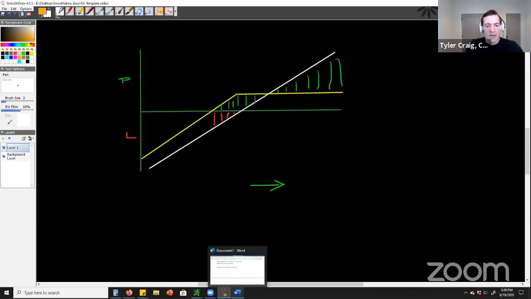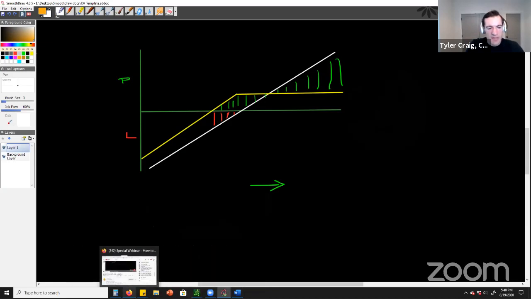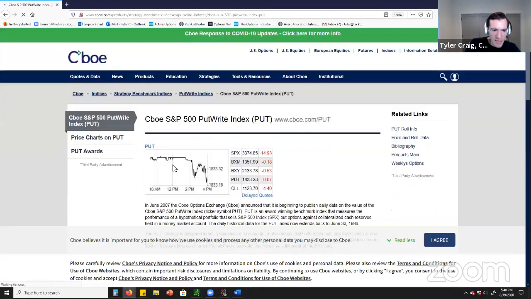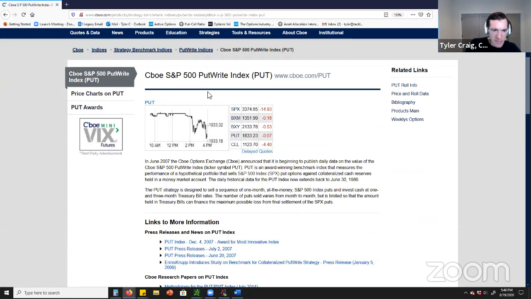Now, here's what I find interesting. If I'm trying to make the case that selling puts versus buying stock is interesting, the CBOE has done research on this. They asked, what if instead of buying the S&P 500, we sold naked puts every month? If you just Google CBOE Put Write Index, one of the first search results is the PUT index, PUT is the ticker. It explains the methodology behind the index.